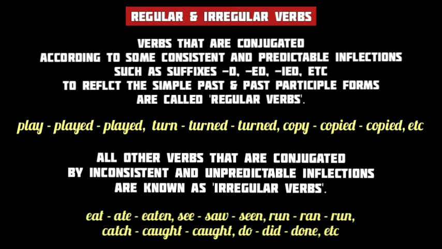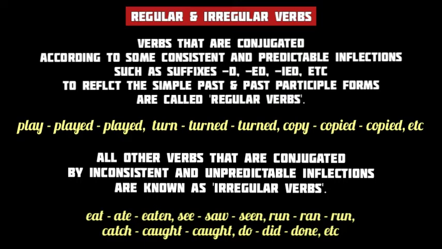Why? Because this pattern of conjugation is regular or consistent and predictable. For example, play to played and played, turn to turned and turned, copy to copied and copied. In this way, play, turn and copy are regular verbs.